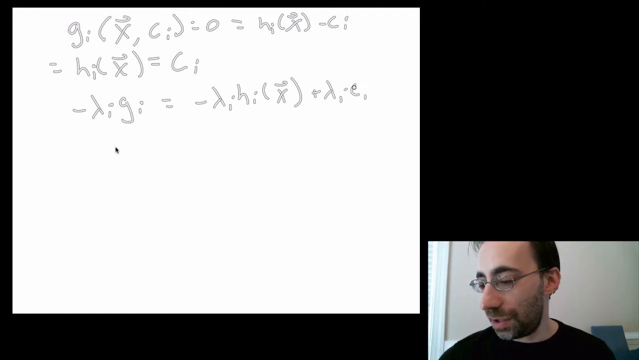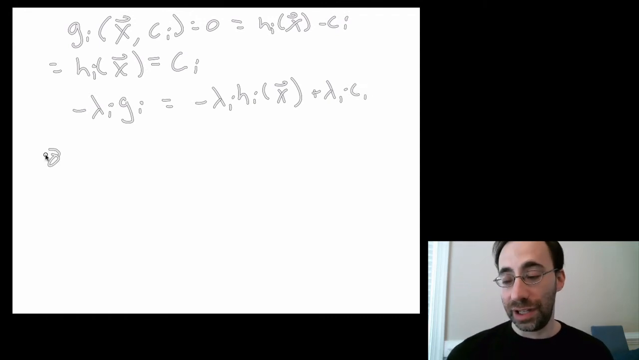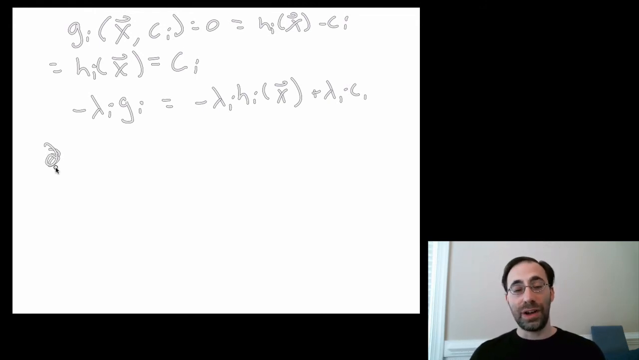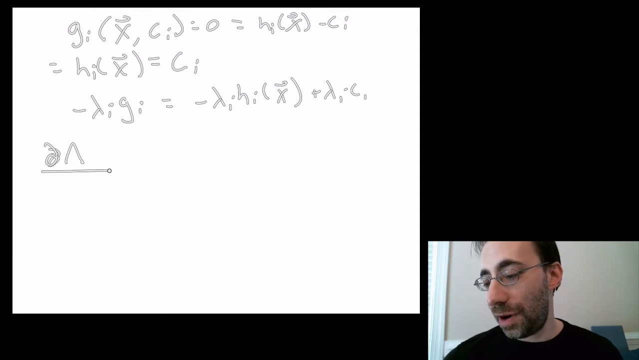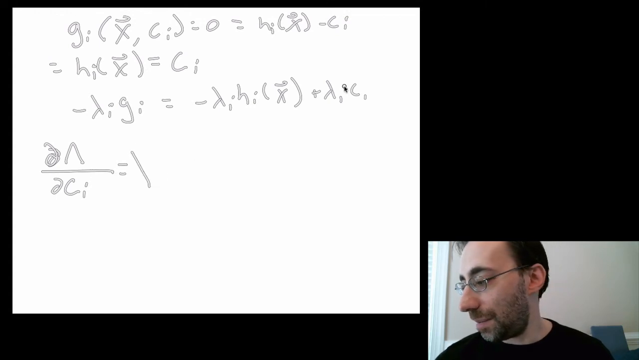Now what happens if we took the derivative? And that's the only place they appear, in these g's. There's no other appearance of these c's anywhere in the Lagrangian except as part of g, multiplying lambda. So the partial of the Lagrangian with respect to c_i is just lambda_i.